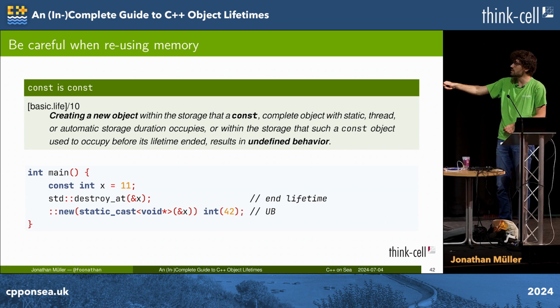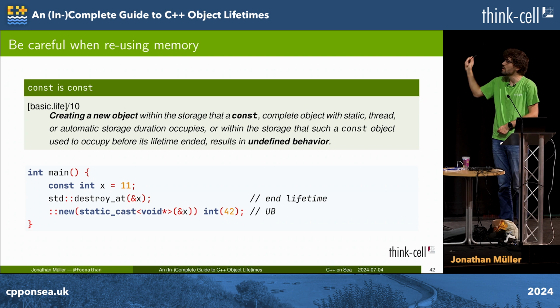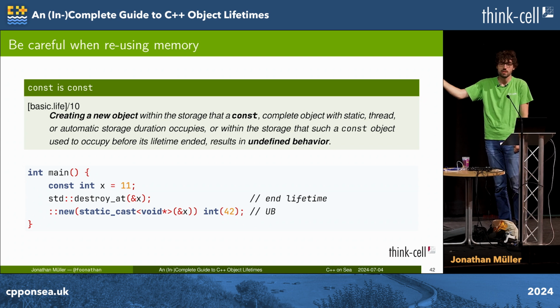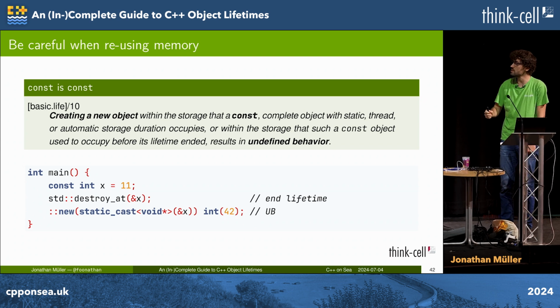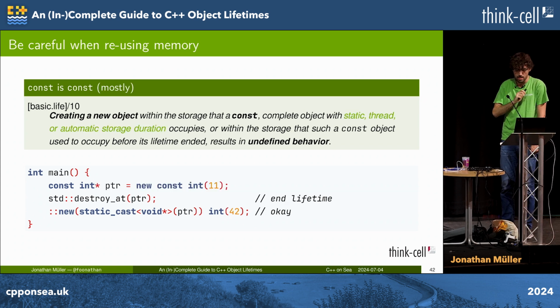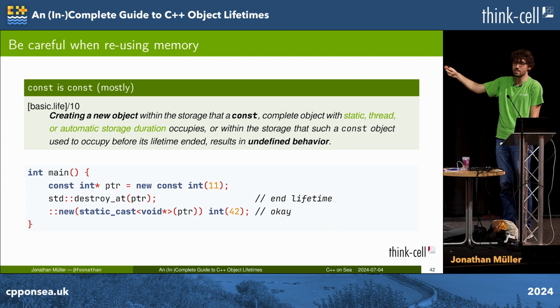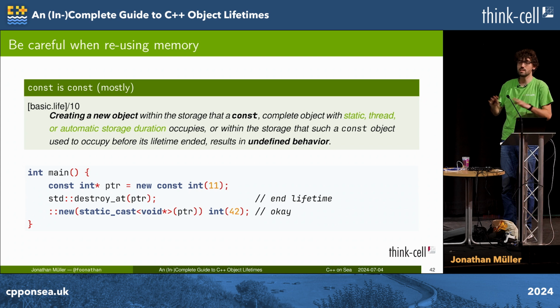So when we have a const int and we end its lifetime, this is actually fine. We just cannot call placement new into it. This is undefined behavior because const means const, and we could change the value of the const object by doing that. So const means const. Most of the time. It only applies to objects of static, thread, or automatic storage duration. So if we allocate a const int on the heap, we can actually change its value by placement newing something in there. Because const on the heap just doesn't matter. Which is kind of fun.